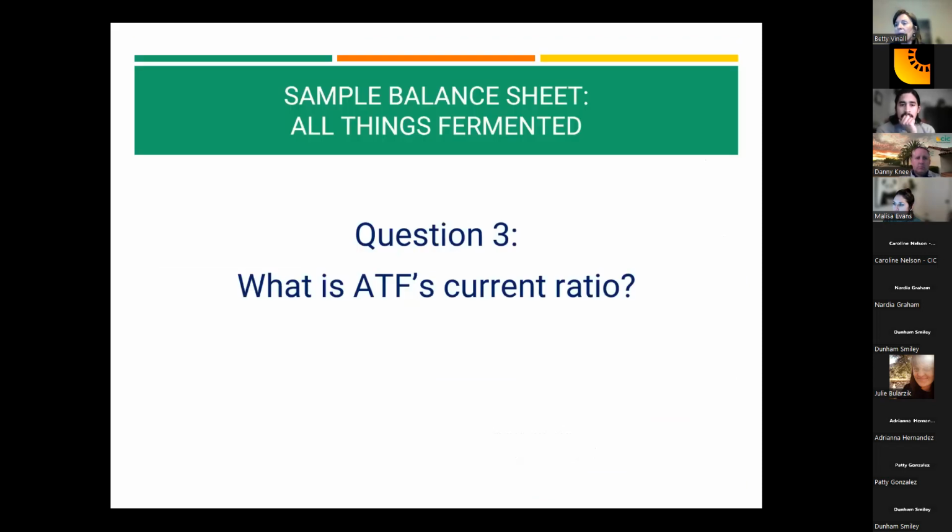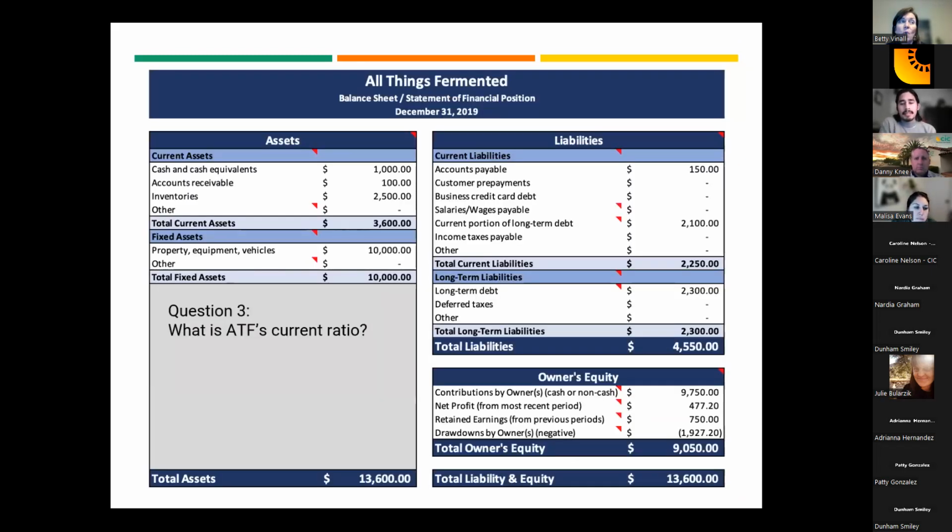Now we're going to talk about what the current ratio is. And that is talking about the ratio of your assets to your liabilities. So the current ratio is current assets divided by current liabilities.